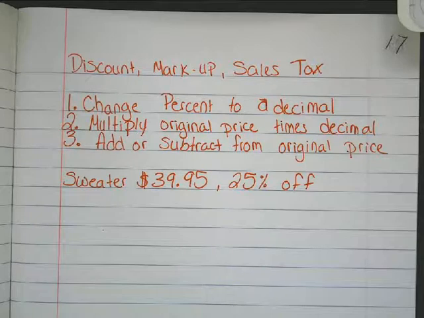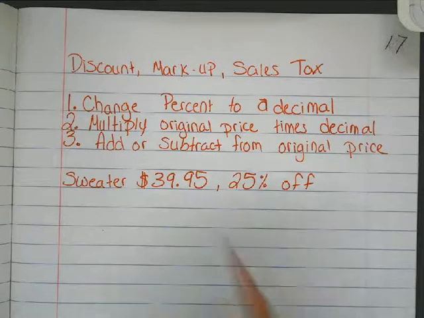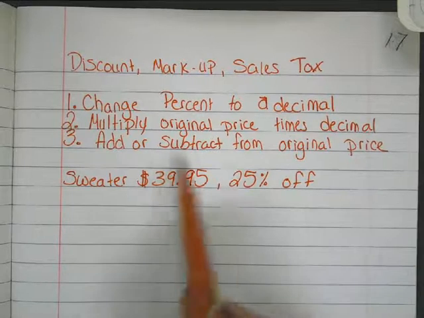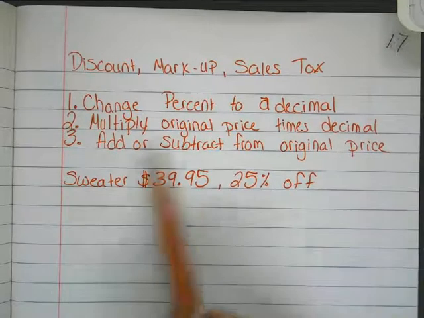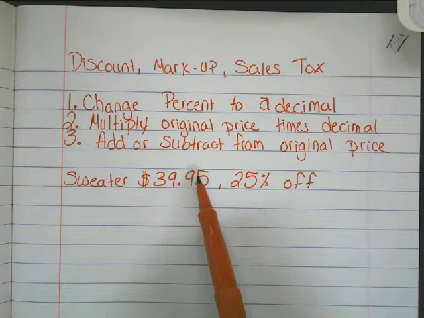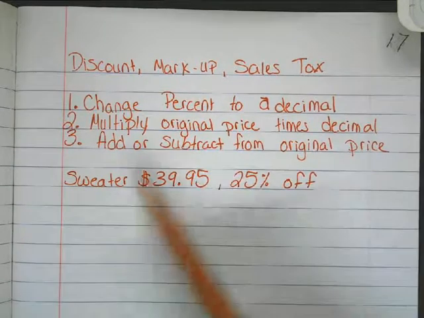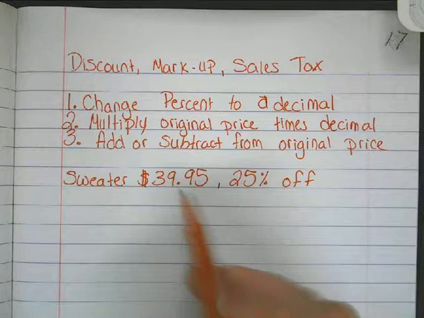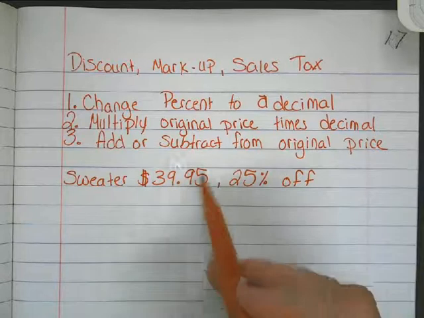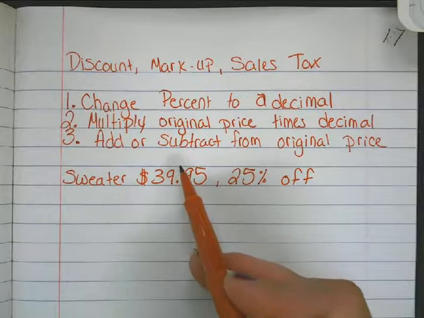But before I do that, I want to kind of think about it. If it's 25% off, what is the fraction of 25%? 1/4. So I'm taking a fourth of the price. So if I'm looking at this, what is this about? $40. So what's a fourth of 40? $10. So I'm taking about $10 off. So when I get my answer, I should be somewhere around $29. Okay? If I'm not, I did something wrong.